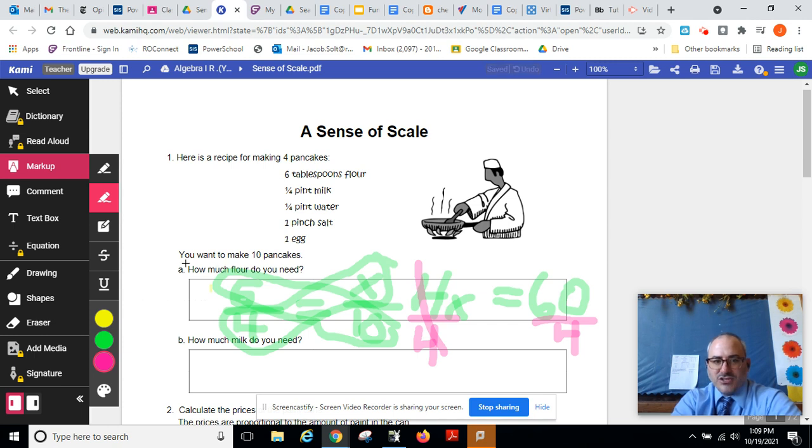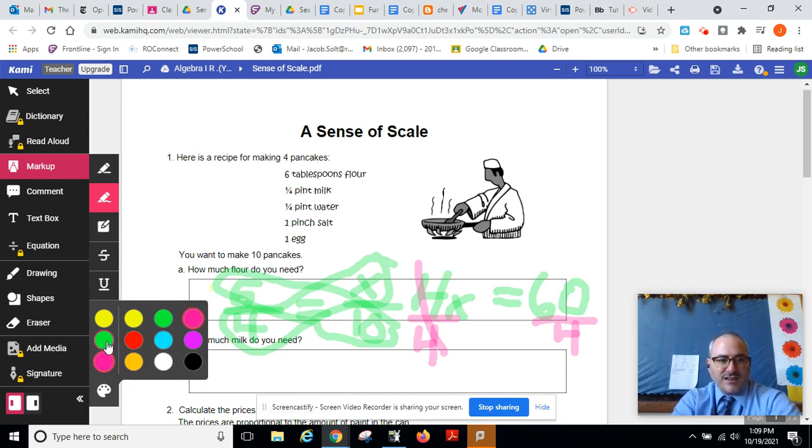All right. We're trying to answer the question, how much flour do you need? So what does this 15 mean in terms of flour? Hopefully you're thinking it means 15 tablespoons. 15 tablespoons, right? So somewhere in here, I got to write 15 tablespoons. Looking for a color that will stand out.